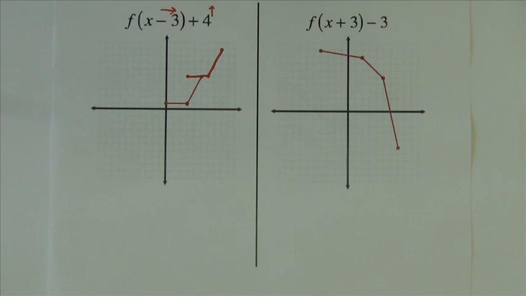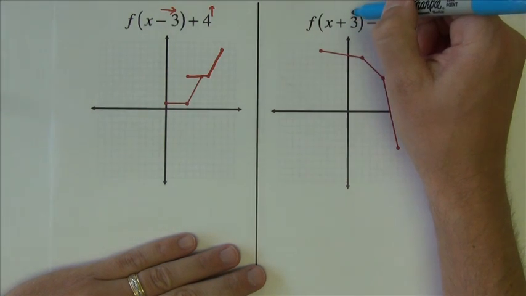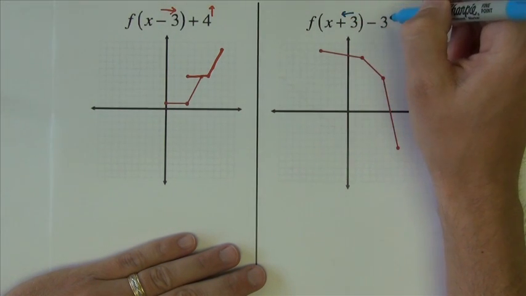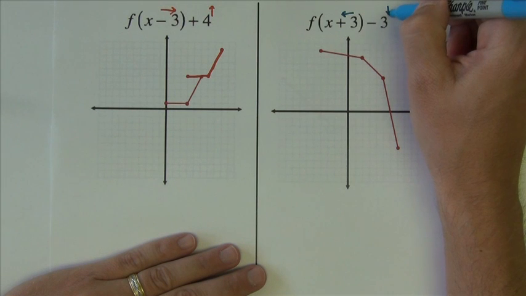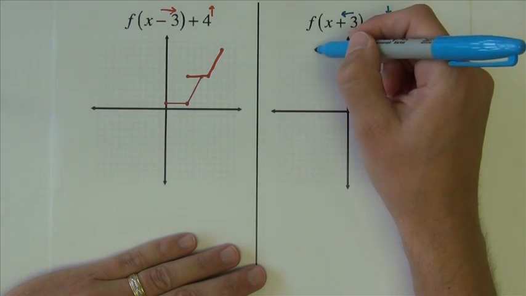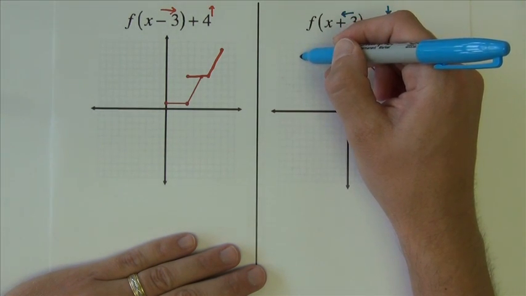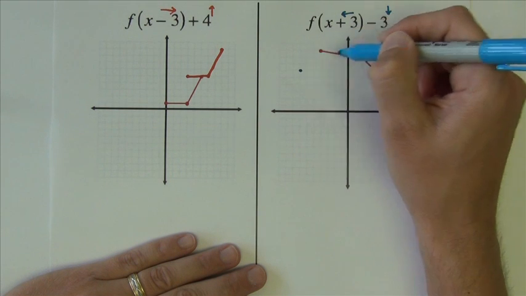Okay, next one, same idea. We're just going to move the graph. The plus 3 on the inside moves it left. The minus 3 on the outside moves it down. So all the points go left 1, 2, 3, down 1, 2, 3.